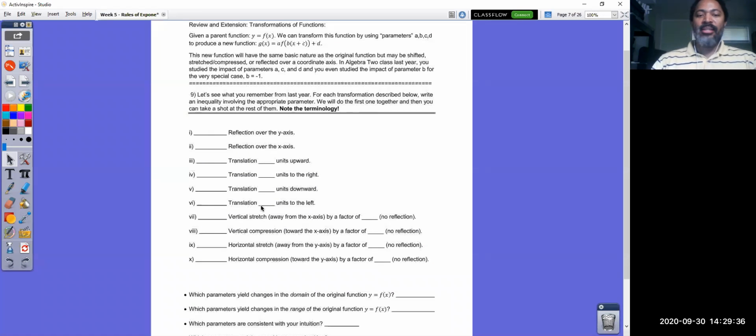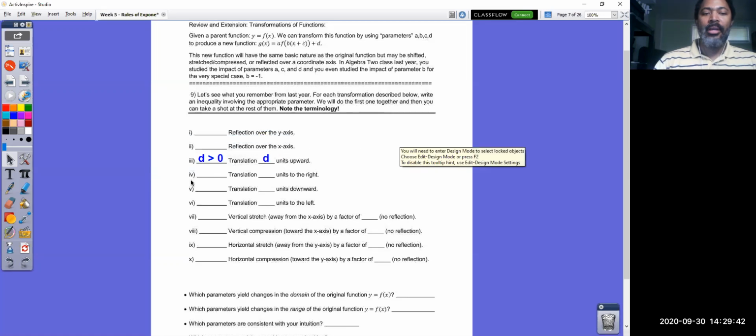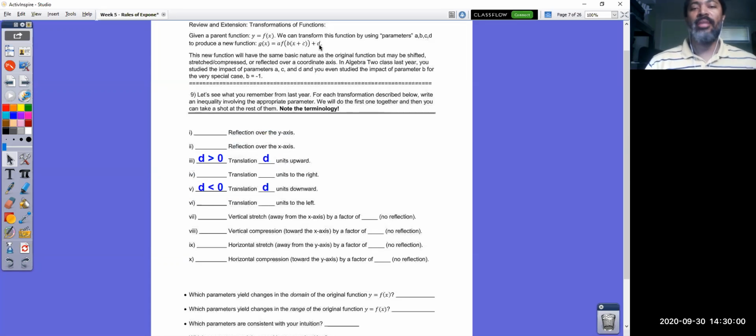D is a translation up if d is positive, and down if d is negative. C is a translation left or right. Now, D is rather intuitive because it's a y direction, and going up are the positive y's. The y gets increasingly positive. However, for C, when C is increasingly positive, that's actually a move to the left. So that's kind of against our intuition. When C is positive, we're actually moving in the negative direction. And when C is negative, we're actually moving in the positive direction.